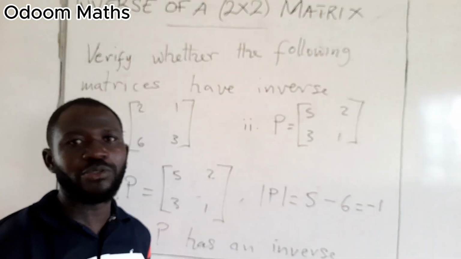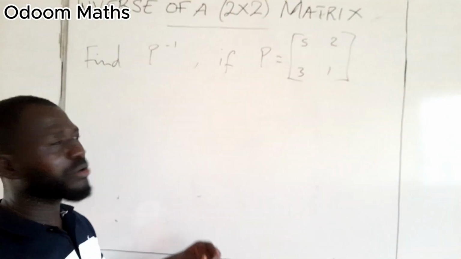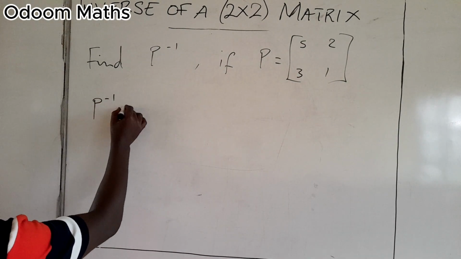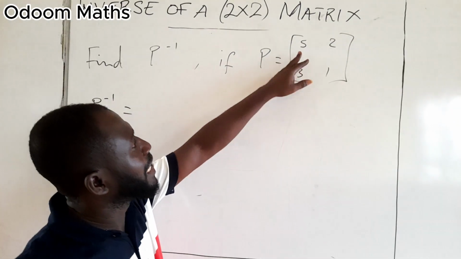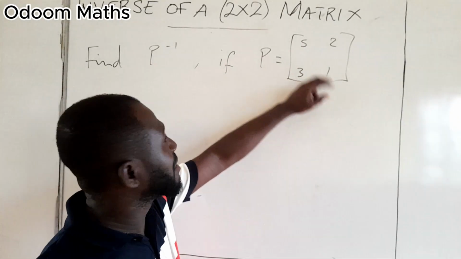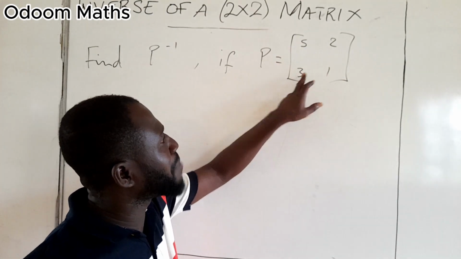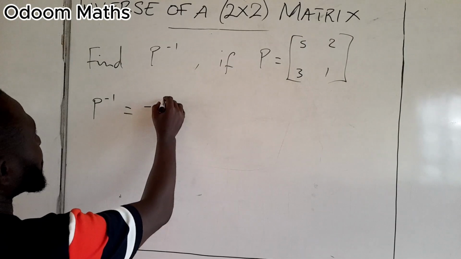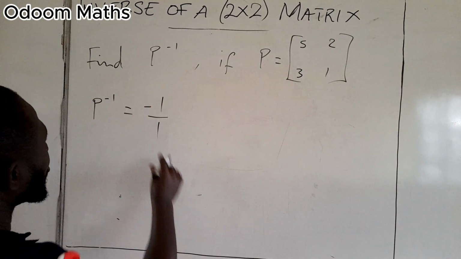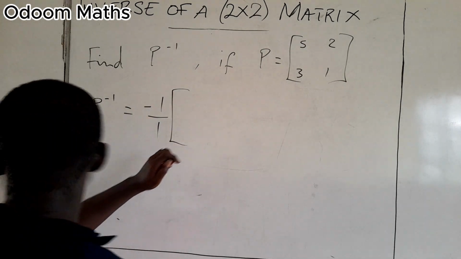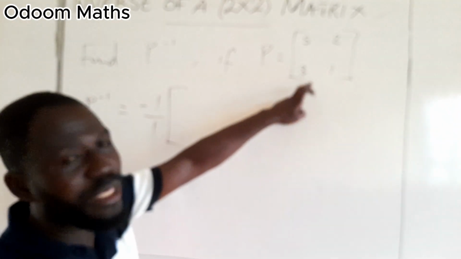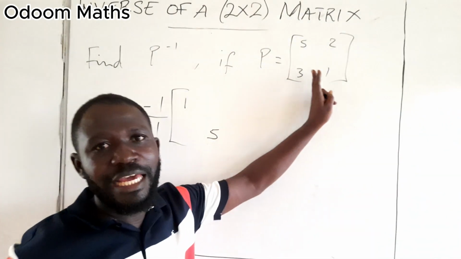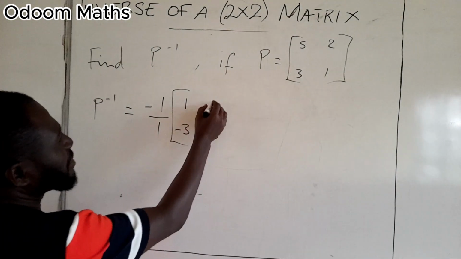Okay, so let's continue to find the inverse of P. P inverse is equal to, we first need the determinant, and we found the determinant to be negative 1. So 5 times 1 is 5, minus 3 times 2, which is 6. So that is going to give us negative 1. So negative 1 over 1, times, then we interchange the positions of the leading diagonal. So this is 1, and this is 5. Then we negate the elements of the other diagonal. So negative 3, negative 2.